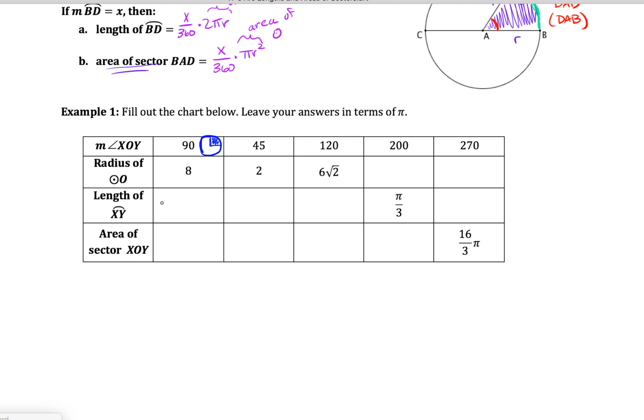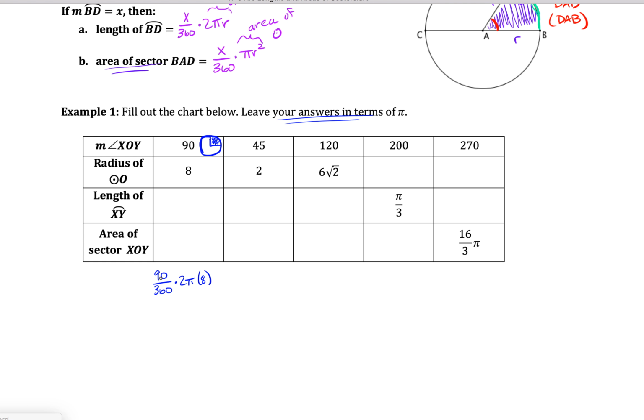To do the length, I'll take the angle measure, or the arc measure, because those are going to be the same, put that over 360, and multiply it times 2 pi times 8. Now it says we're supposed to leave our answers in terms of pi, so we're not going to be multiplying out the pi. We're going to leave that in there. We're going to see a pi in our answers here. So how are we going to clean this up?